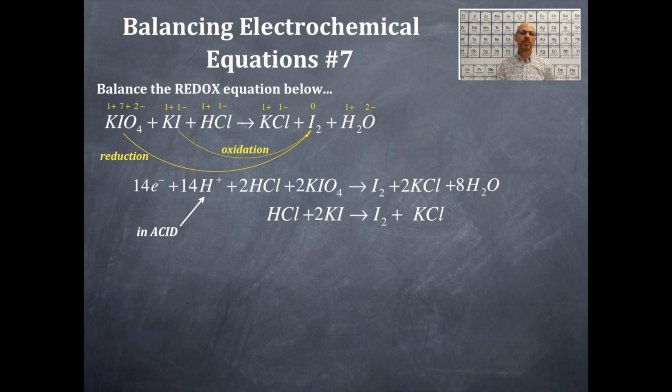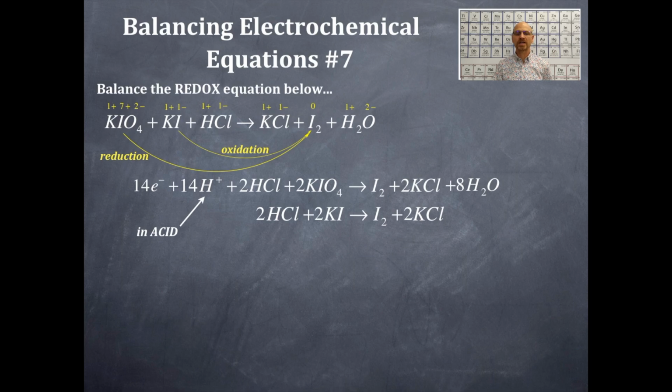That will give me 2 potassiums, and how many potassiums on the product side? 1. So I need a 2 coefficient for the potassium chloride on the product side. Now that gives me 2 chlorines on the product side. I have 1 chlorine on the reactant side. I'm going to put a 2 coefficient in front of the HCl. Now all my non-oxygens, non-hydrogens are balanced.